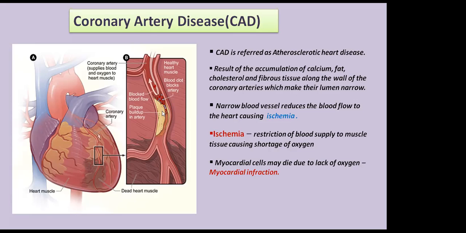So why is this atheroma occurring, why is this fibrous fatty block forming? It is due to accumulation of calcium, fat, cholesterol and fibrous tissue along the wall of the coronary artery. Please note down: the fatty fibroblock is formed due to the accumulation of calcium, fat, cholesterol and fibrous tissue. Finally, myocardial cells may die due to lack of oxygen. The death of the myocardial cells is called myocardial infarction. And finally, it leads to heart muscle damage.